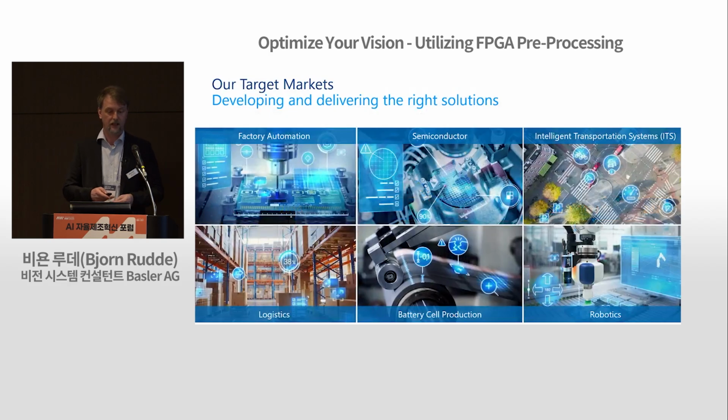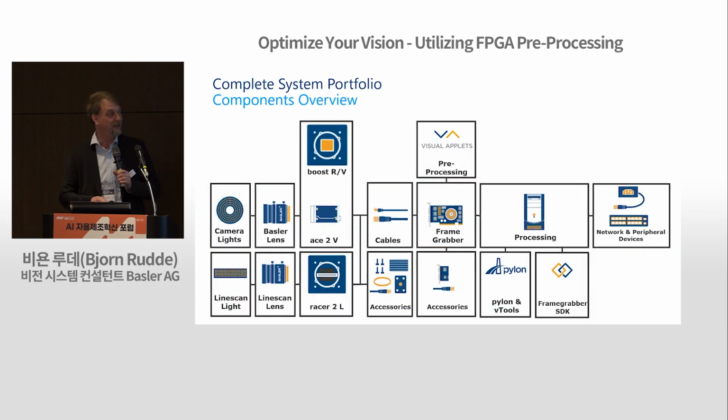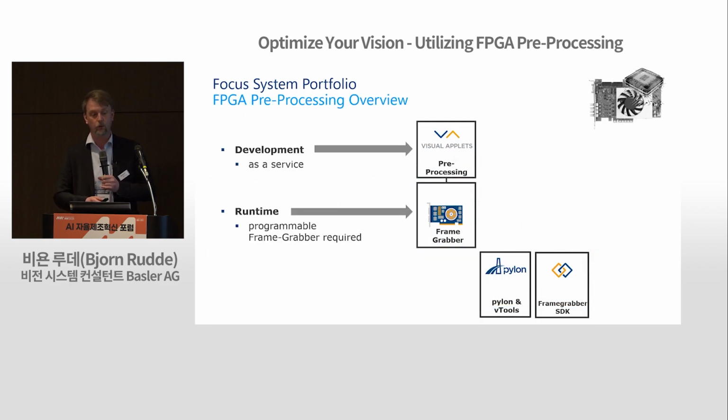When it's about semiconductor, factory automation and so on, it's very often about high speed. These high speed markets have different cameras, high speed cameras, and this delivers a high bandwidth of data coming into the software system. And this data needs to be processed. While this is a complete system portfolio, I will today focus on the development of FPGA preprocessing, and at the same time show the different runtime hardware devices we have for this. This is of course supported by Basler Pylon and the frame grabber SDK.